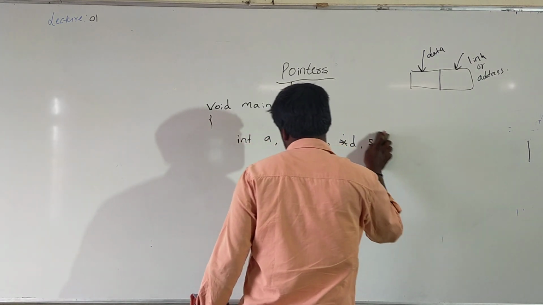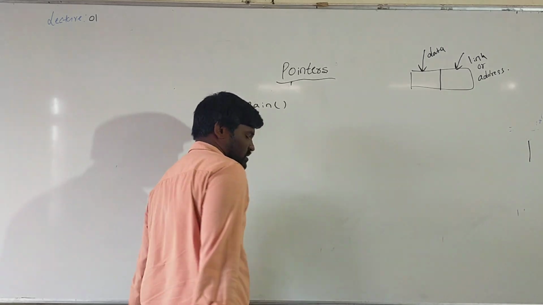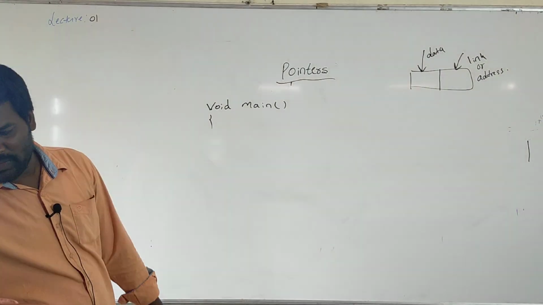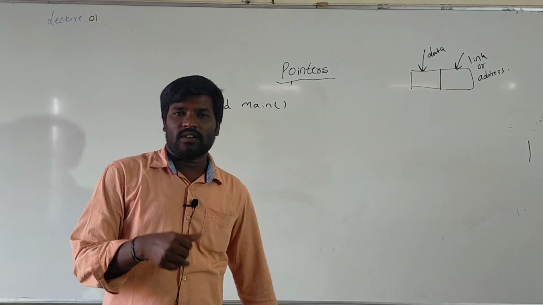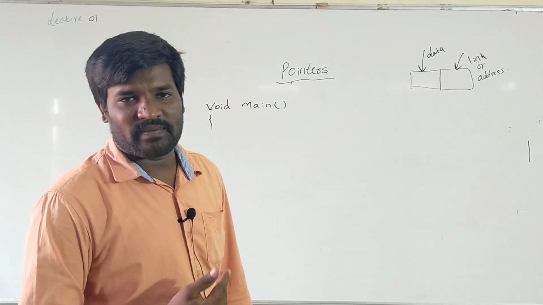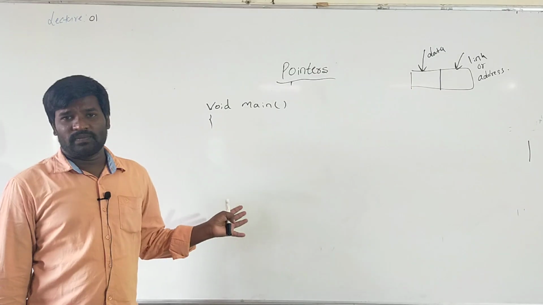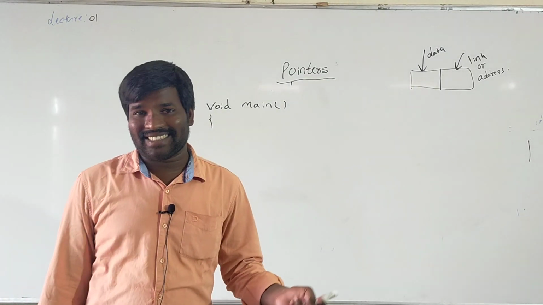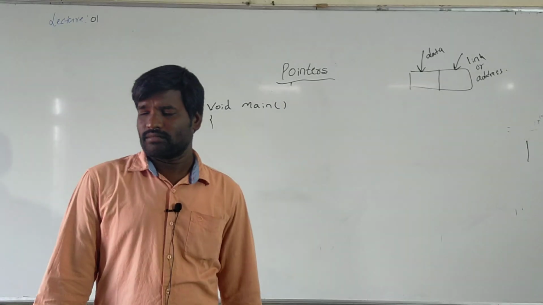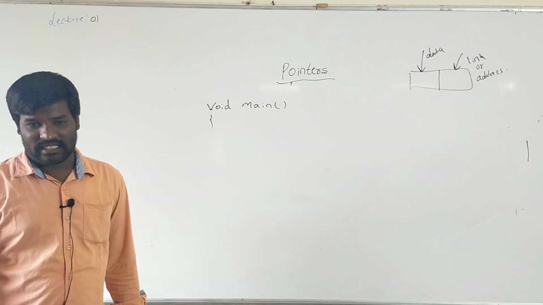In the same way, you can write largest of two numbers also. Largest of two numbers means again you read the values. After that you assign the addresses. After that, if star A is greater than star B, if it is true, A is largest. Otherwise B is largest.